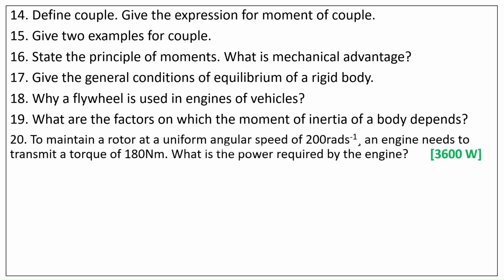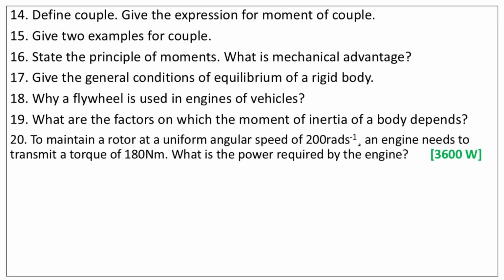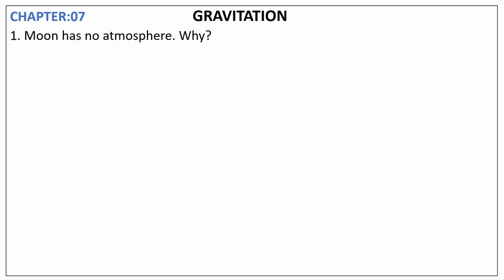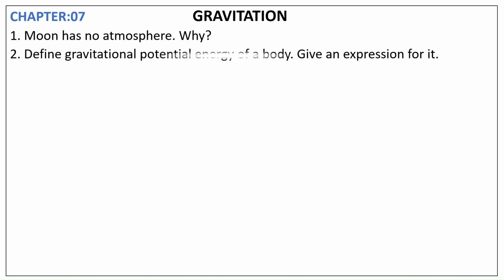20. To maintain a rotor at a uniform angular speed of 200 radians per second, an engine needs to transmit a torque of 180 Newton meters. What is the power required by the engine? Answer is 3600 watts. Chapter 7. Gravitation. 1. Moon has no atmosphere. Why?